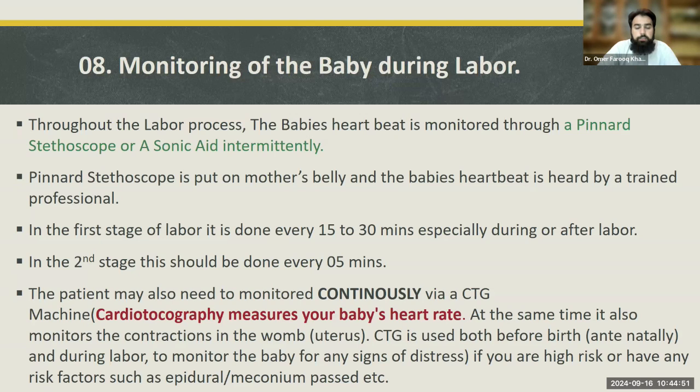In the first stage of labor, it is done every 15 to 30 minutes, especially during or after contractions. In the second stage, this should be done every 5 minutes. The patient may also need to be monitored continuously via a CTG machine.